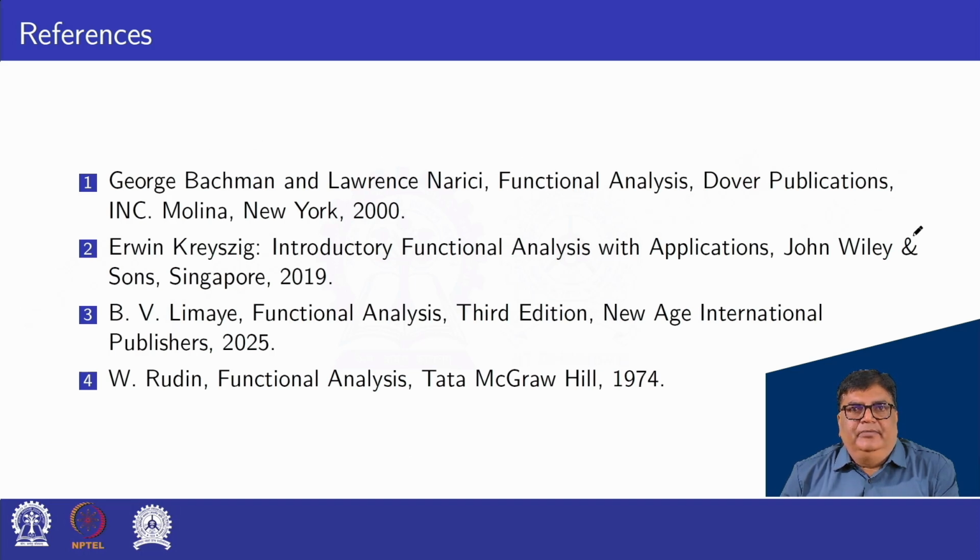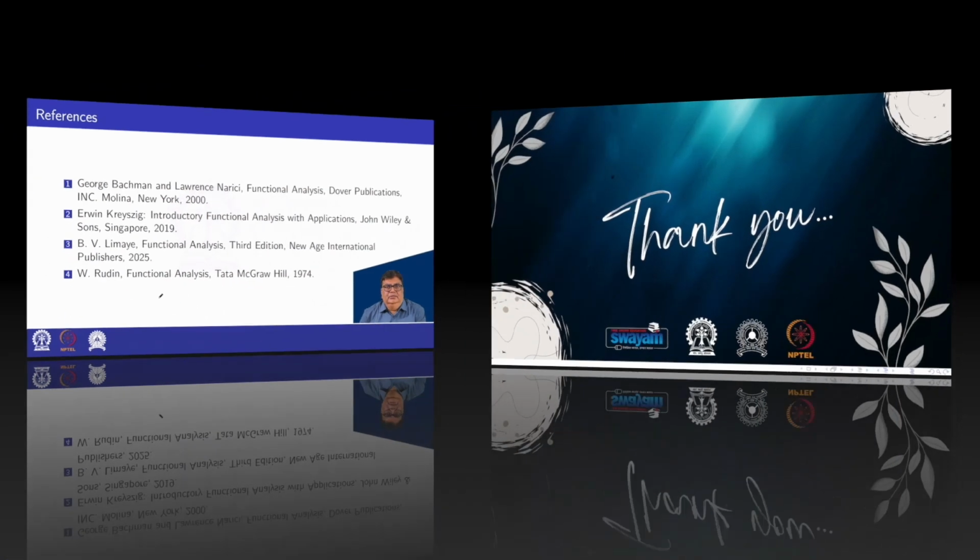Functional Analysis, Dover Publications, written by George Bachman and Lawrence Narici. Second, Introductory Functional Analysis with Applications, John Wiley and Sons, written by Erwin Kreyszig. Third, Functional Analysis, New Age International Publisher, written by B.V. Limaye. And fourth, Functional Analysis, Tata McGraw-Hill, written by Walter Rudin.